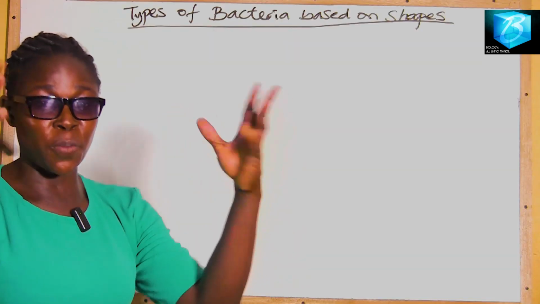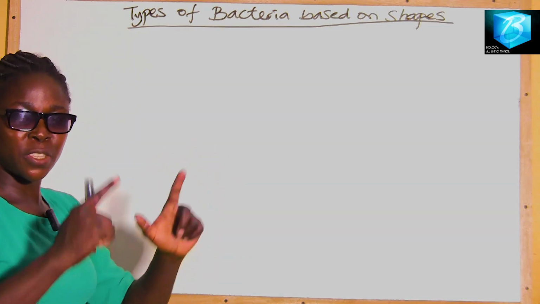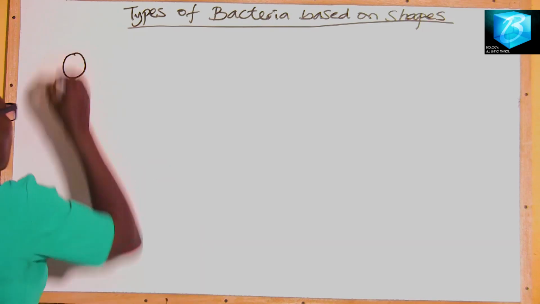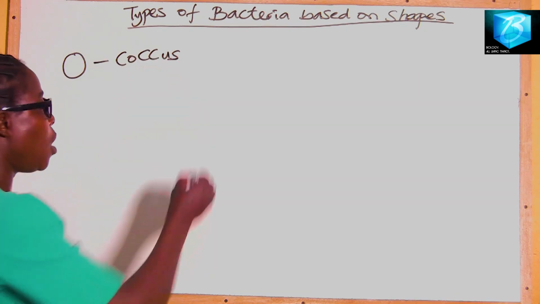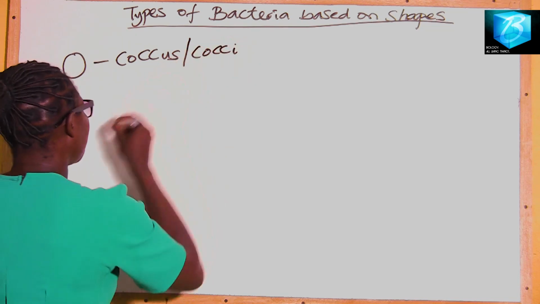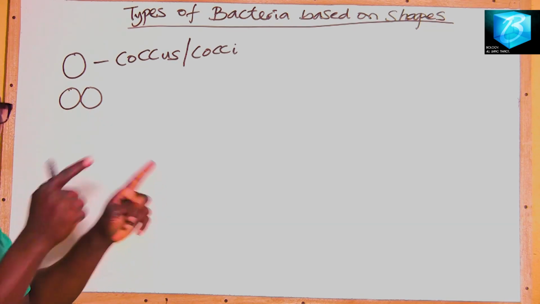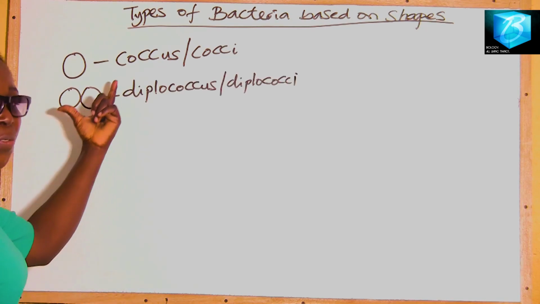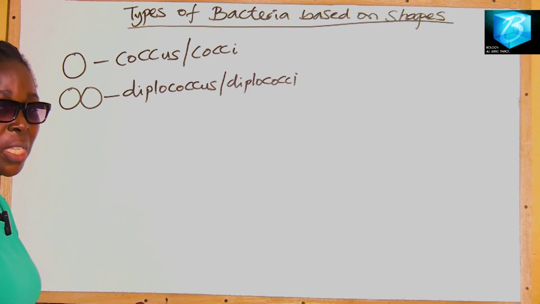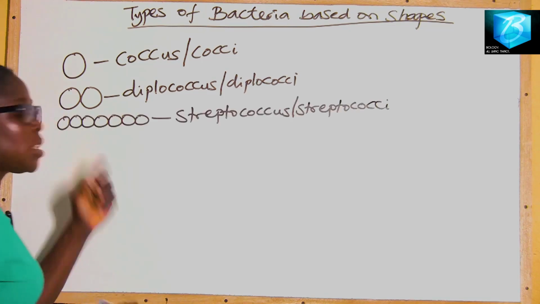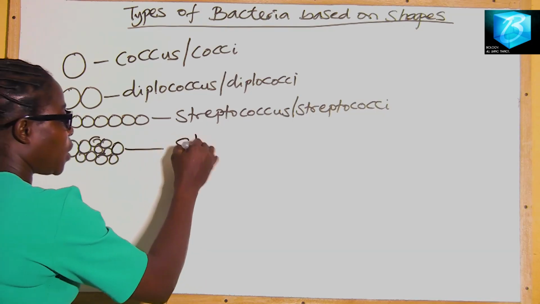Types of bacteria based on shapes. Number one, bacteria can appear as a sphere, in spherical shape. When it is only one like this, we call it coccus. This is the singular form. The plural form is cocci. When spheres occur in pairs, we call it diplococcus or diplococci. These spherical bacteria can occur in chains. When they occur in chains, we call it streptococcus or streptococci. When these spherical bacteria occur in clusters, when they appear in a colony, we call it staphylococcus.